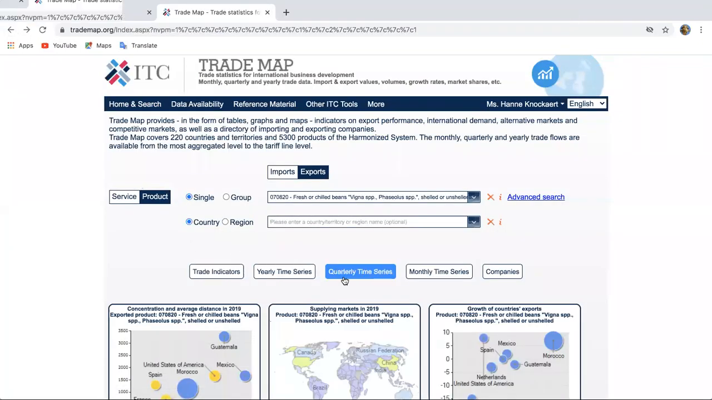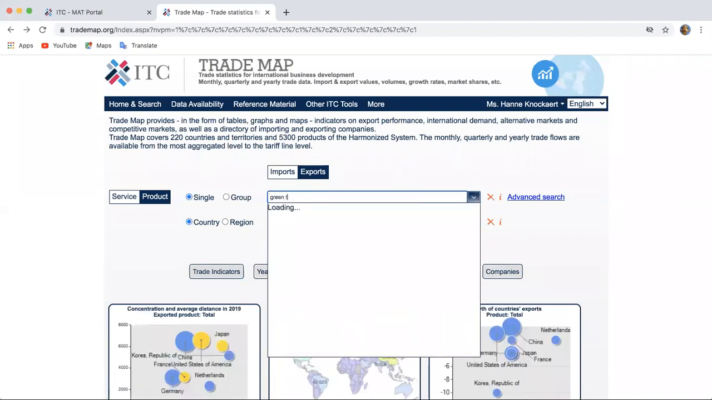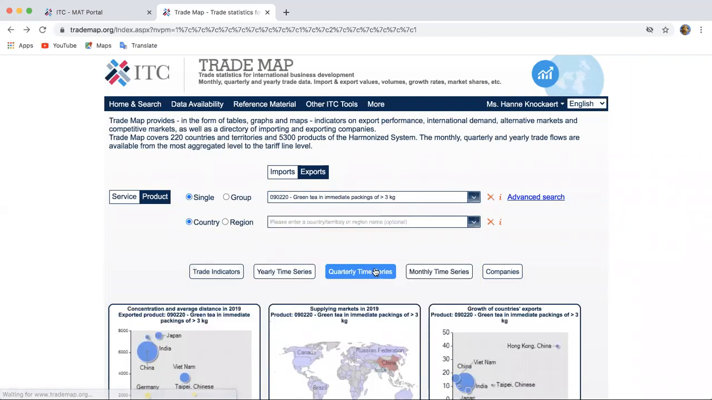We have different buttons here. The trade indicators are the ones that we calculate using the trade data. So it gives you more information on very specific things. We give some extra information. But if you want to look at the raw data, you can find yearly time series. So per country, you find the list of imported green tea. You can find quarterly data, monthly data, and some companies, but we will come back to this. At this point, I just want to look at the trade indicators.